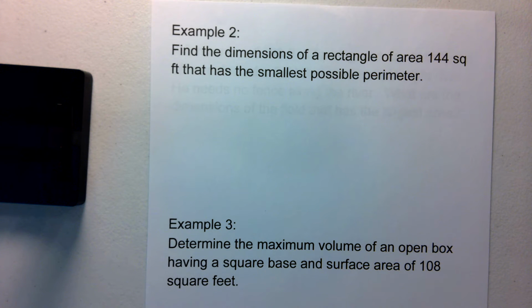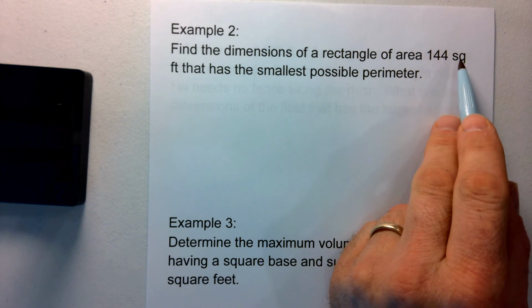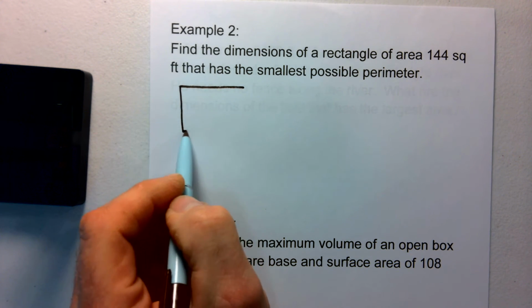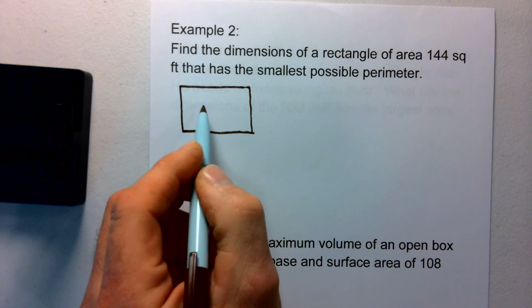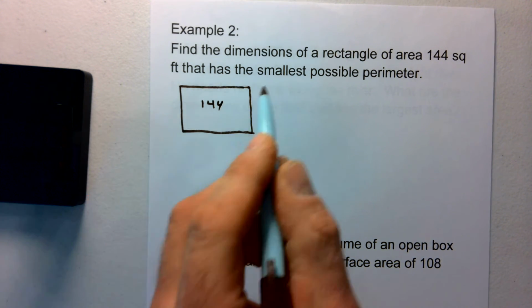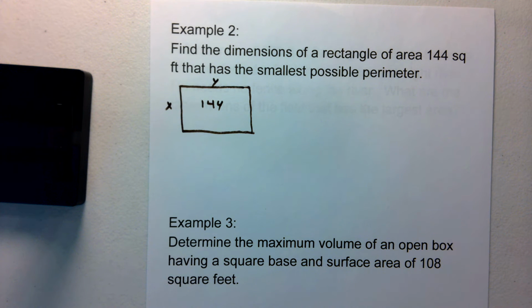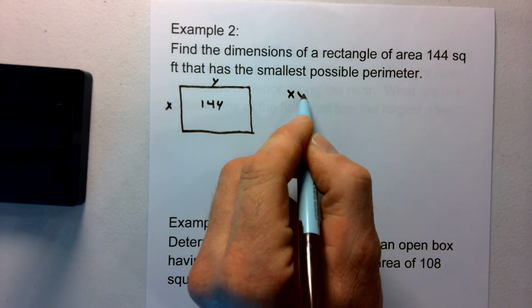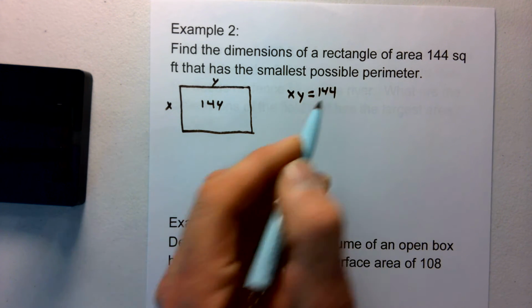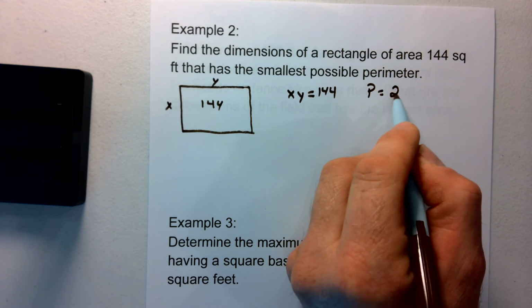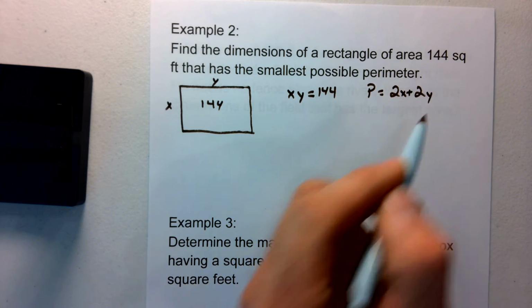So, find the dimensions of the rectangle whose area is 144 square feet and has the smallest perimeter. So drawing a figure, there's my rectangle. I know the area is 144. My dimensions are going to be x and y, or my lengths are going to be x and y. So I know that xy is going to equal 144. My perimeter is 2x plus 2y.